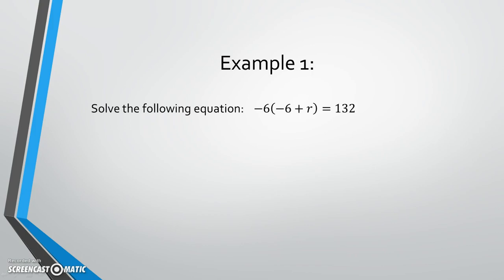Okay, so let's look at some examples on this. First step, distribute if necessary. Here we're distributing -6. So we do -6 times -6, which is positive 36. And -6 times r, which is -6r.